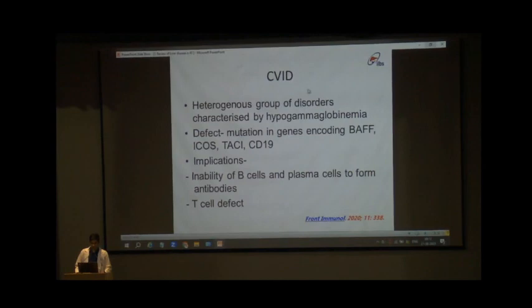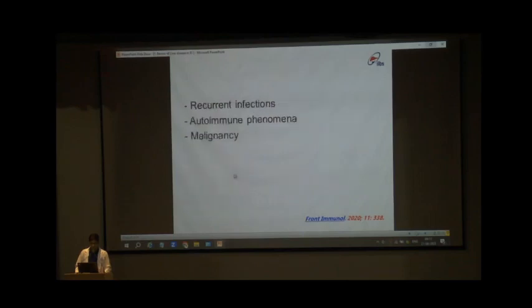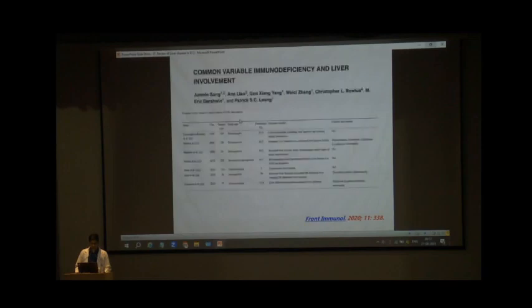CVID is one of the most common causes of immune deficiency, and multiple mutations have been described associated with CVID. This leads to inability of the B cell and plasma cell to produce antibodies, and also there is a defect in the T cell maturation. This causes recurrent infection, increased risk of autoimmune phenomena, and also increased risk of malignancy.